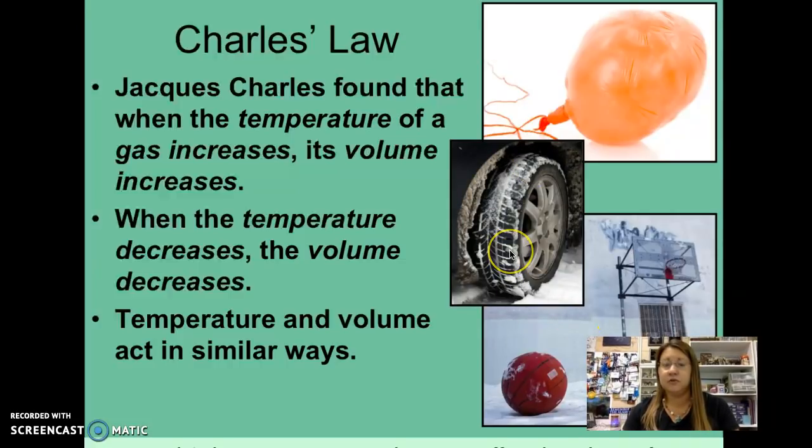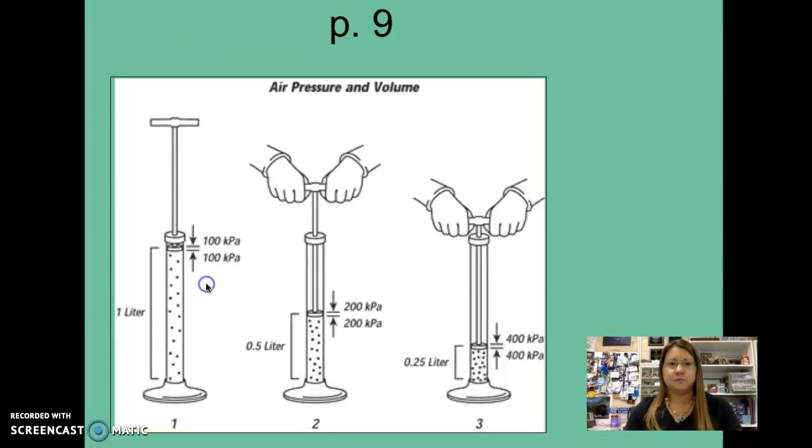Same thing with tires. If you ever do work with automotive, or you help to check the tires and inflate the tires on a car, you may have noticed that. Like I notice in my car, the tire pressure sensor always goes off during change of season, like when it starts getting warmer at summertime or when it starts getting colder at winter, because that fluctuation of the temperature is going to cause fluctuation in the volume. So Charles' law: temperature goes up, volume goes up. Temperature goes down, volume goes down. They act in the same way.